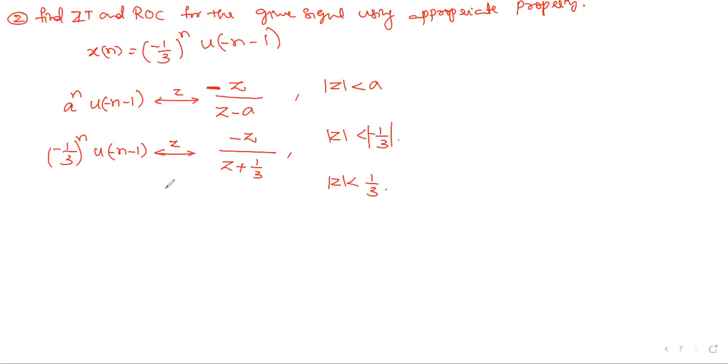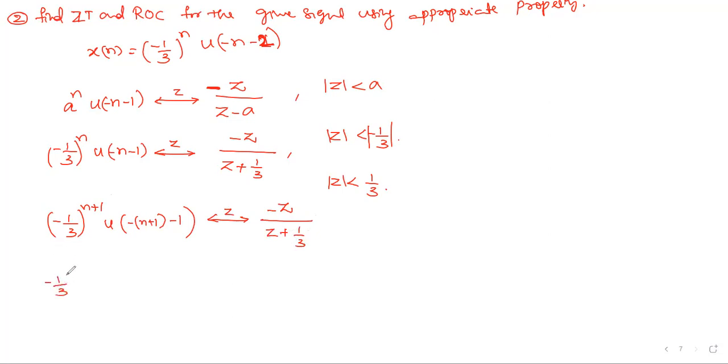Now we will see that. Okay, (minus 1 by 3) whole power n u of minus n minus 2, I will write. This is the question. There is a change in the question, minus 2. But here you see that minus n minus 1 only we got. Now I want to find minus n minus 2. Then what I need to do? (Minus 1 by 3) whole power, in the place of n you write n plus 1, u of minus of n plus 1 minus 1. Here, whenever negative is there, you need to be very careful. Minus z by z plus 1 by 3. ROC is same, no problem.